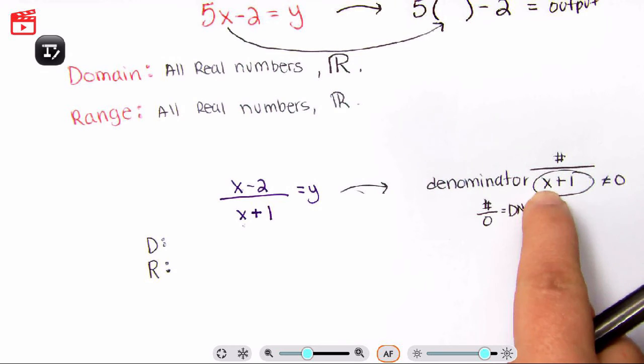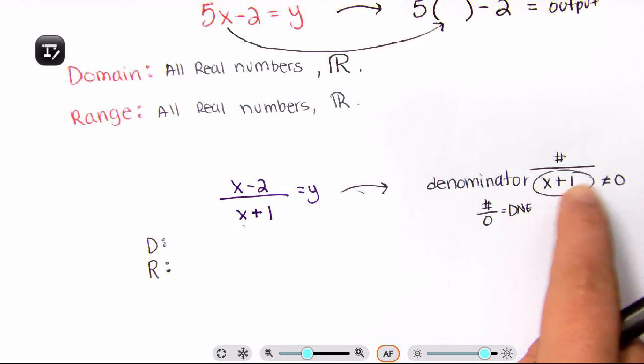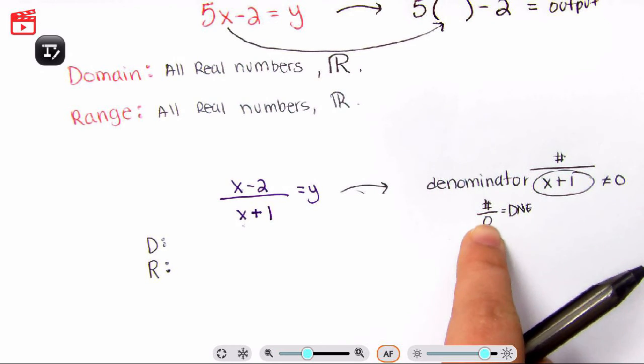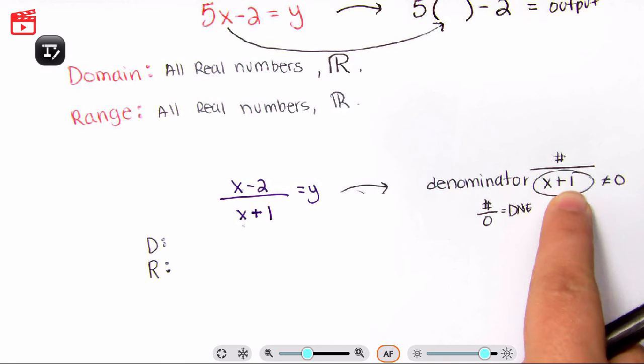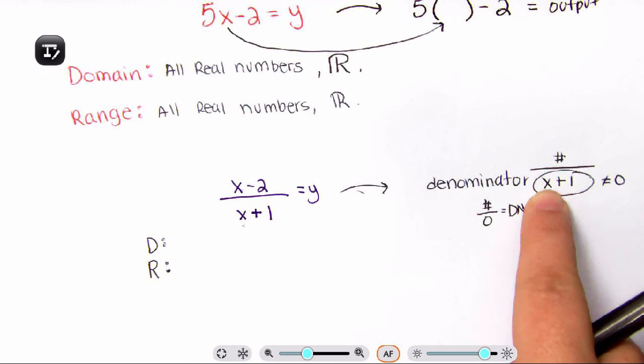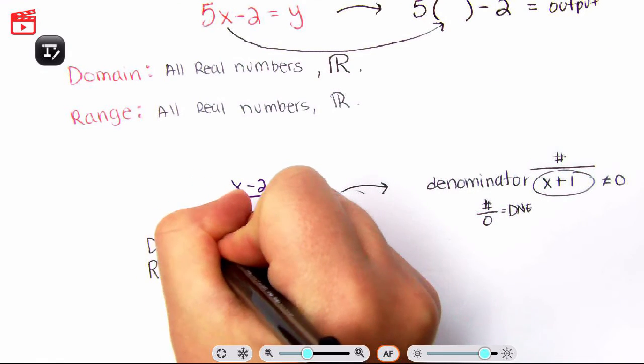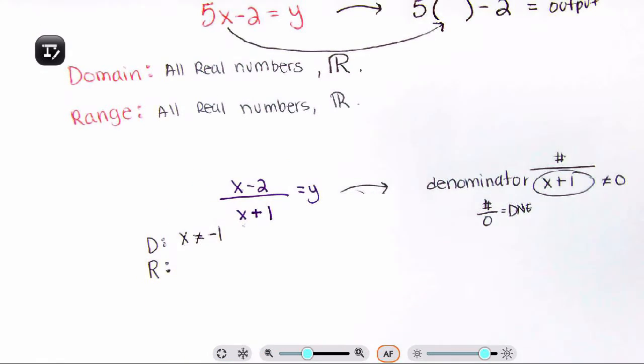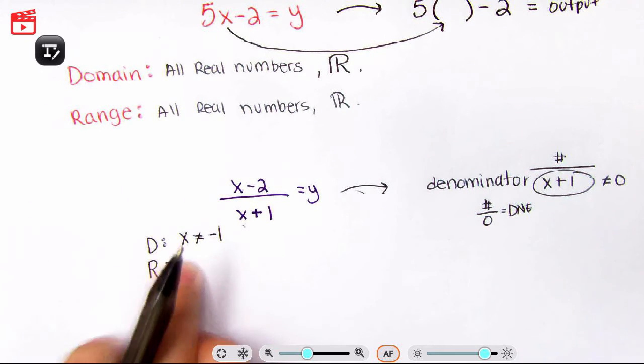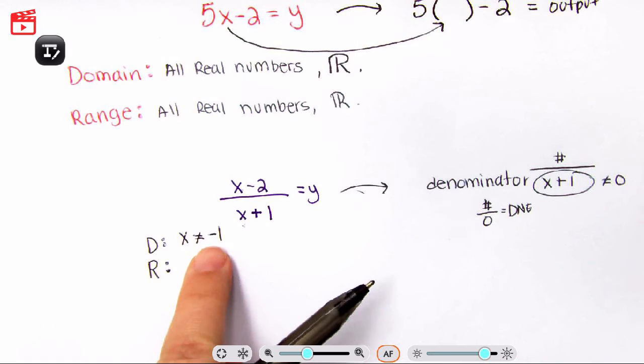So what can x not be? If I put a negative 1 here, negative 1 plus 1 is 0. That means I cannot input, again, I cannot input a negative 1. So x cannot equal negative 1. So what can x be? X can be all the numbers except negative 1. That is not in your domain.